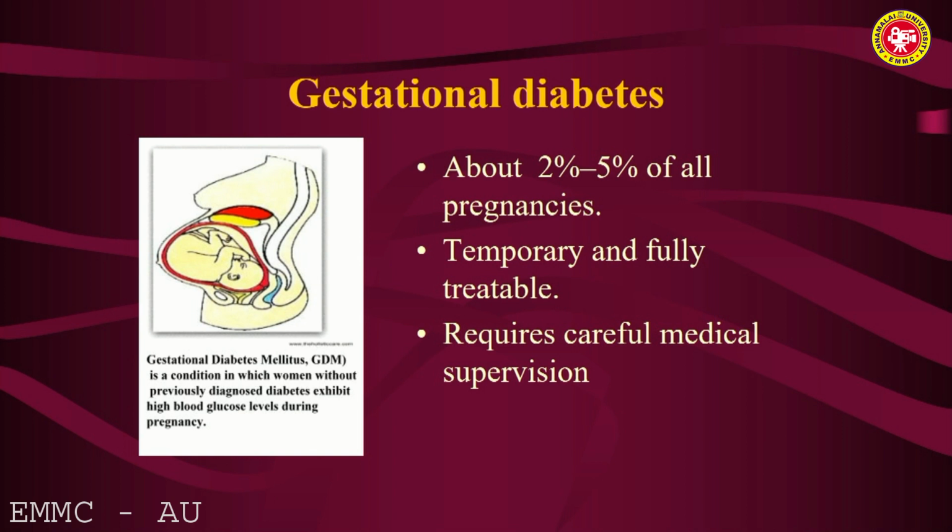The third one is called GDM, that is gestational diabetes mellitus. About 2 to 5% of all pregnancies are affected. Gestational diabetes also involves a combination of inadequate insulin secretion, resembling type 2 diabetes in several aspects. It develops during pregnancy and may improve or disappear after delivery. Even so, gestational diabetes may damage the health of the fetus or mother, and about 20 to 50% of women with gestational diabetes develop type 2 diabetes later in their life.